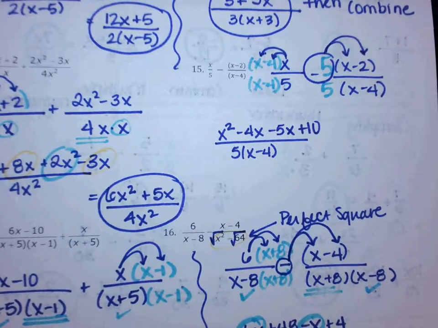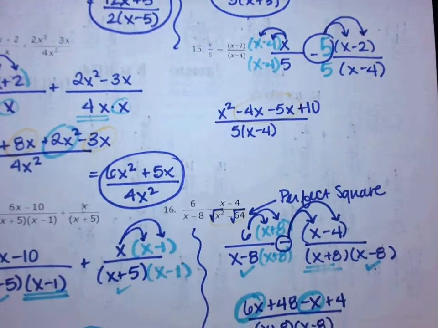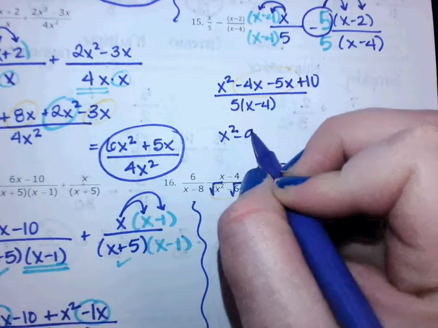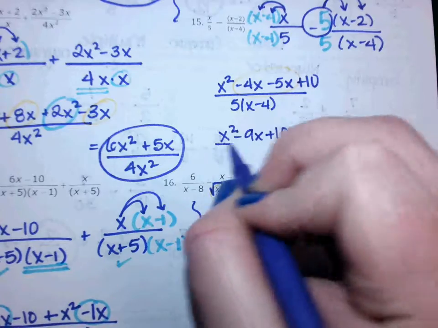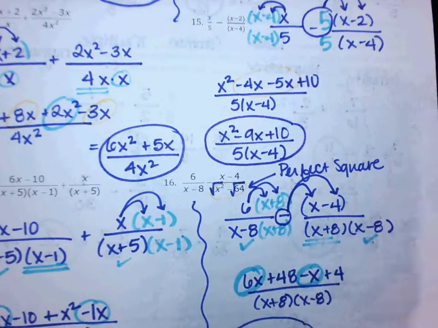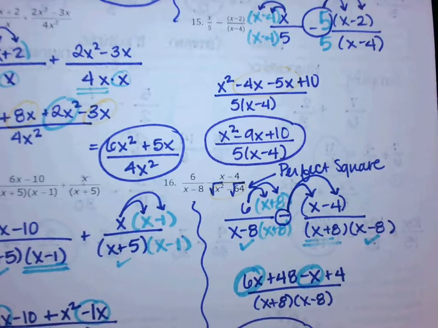And then from there, you look to see if any of the guys are in common with each other. The only two that are in common are those middle two in here. If it's negative 4 minus 5 more, that gives me negative 9 in the middle. So you'd have x squared minus 9x plus 10 over 5x minus 4. Okay? So you can only add or subtract when you have a common denominator. If there's already a common denominator, you're good to go. But if there's not, you may have to fix it so that there is one. Okay?